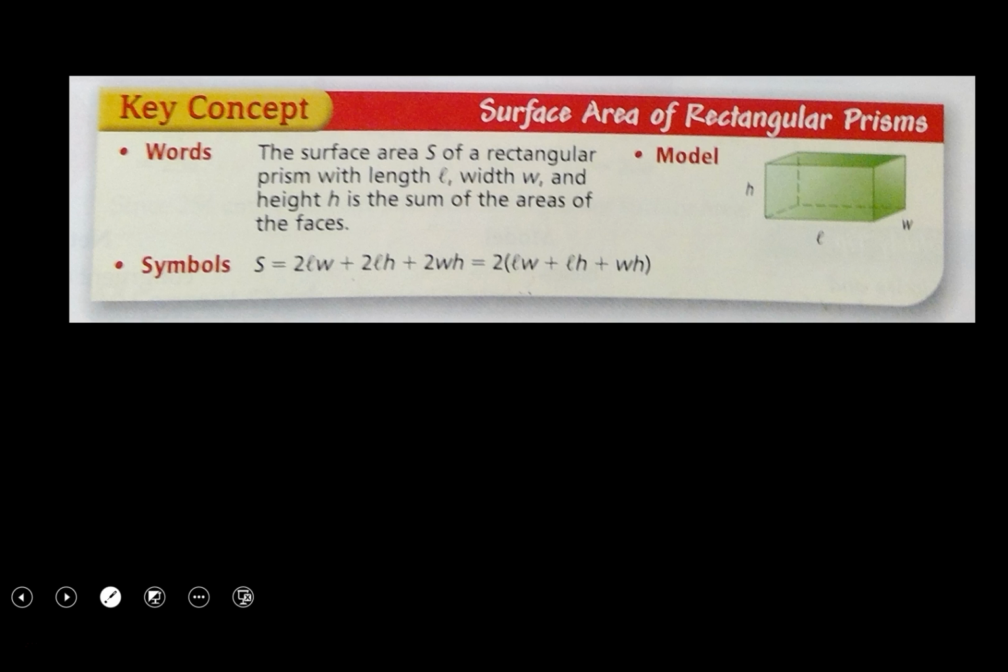So here is that same formula. The surface area S of a rectangular prism with length L, width W, and height H, is the sum of the areas of all the faces. So same thing we just did: surface area equals 2LW plus 2LH plus 2WH, or you can pull the 2 out, length times width, length times height, all the way around. So identify the rectangular prism. Are they asking for the surface area? Yes, here's the formula for surface area. And ta-da, there we go.